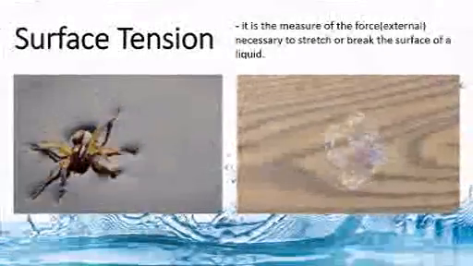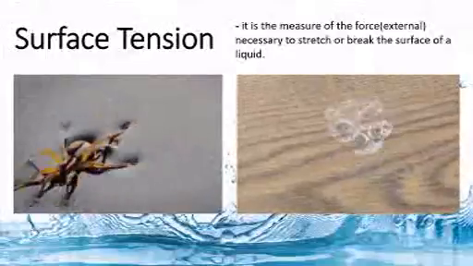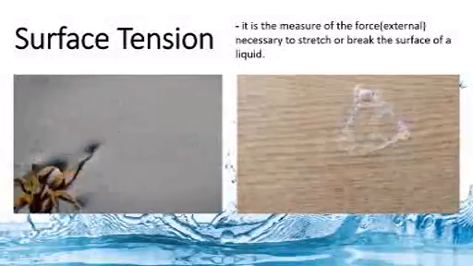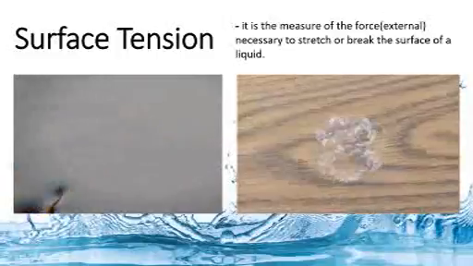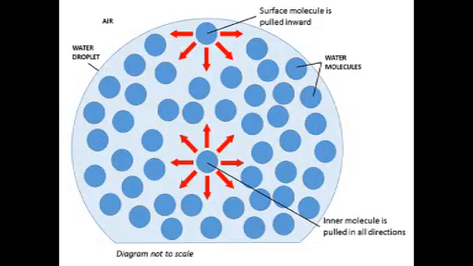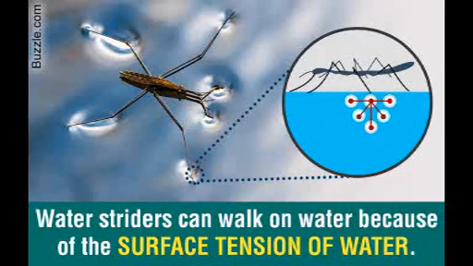Let's head on to surface tension. It is the measure of the external force necessary to stretch or break the surface of a liquid. Water has high surface tension because of hydrogen bonding and it resists stretching and breaking. Examples are water striders and the Jesus lizard.